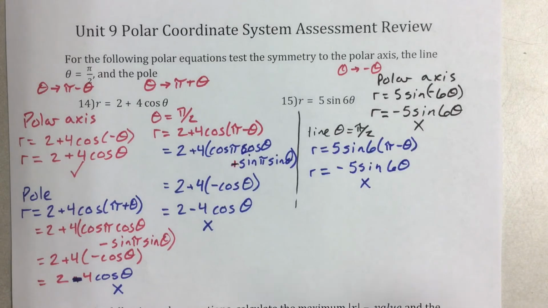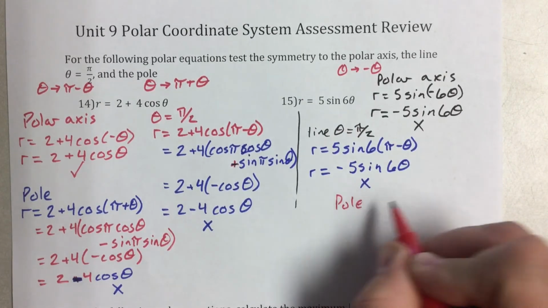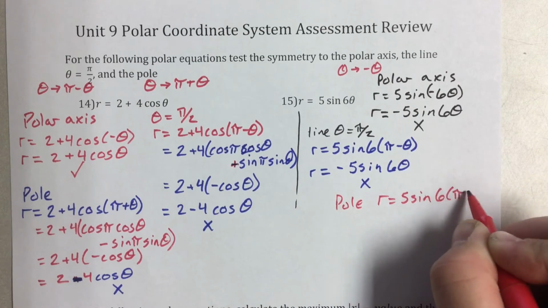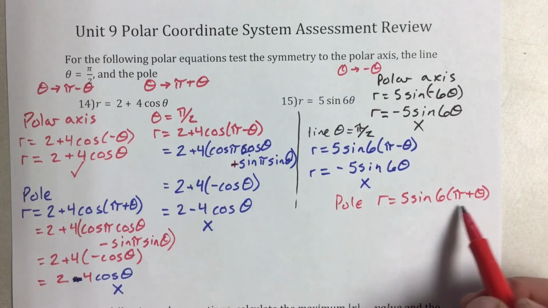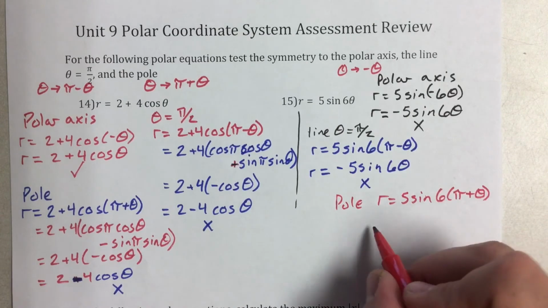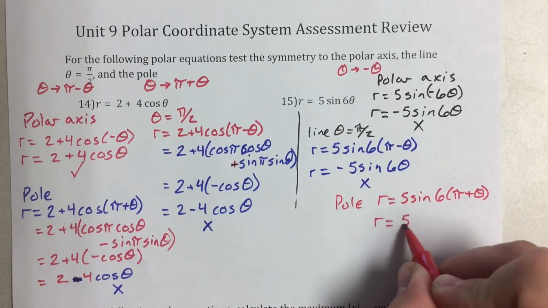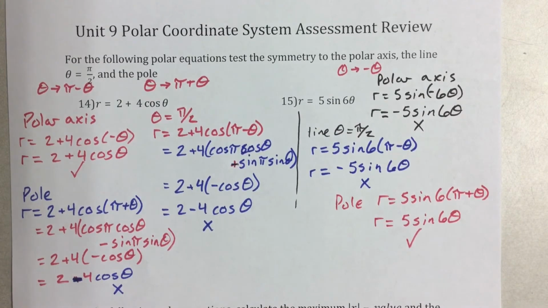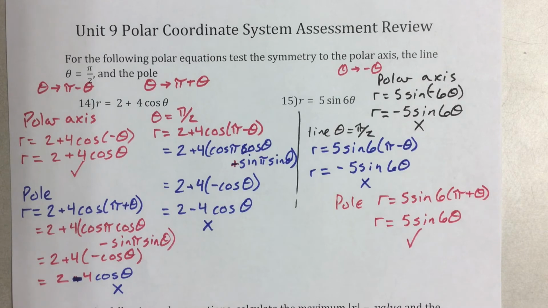And then, if you want the pole, that would be r equals 5 sine of 6 times pi plus theta. So again, I'm not going to go through this. You can stop and pause and do it yourself. But you get r equals +5 sine of 6 theta. There we go. It worked. So we can say for a fact from this test that it is symmetric to the pole. All right, so that's symmetry, guys.